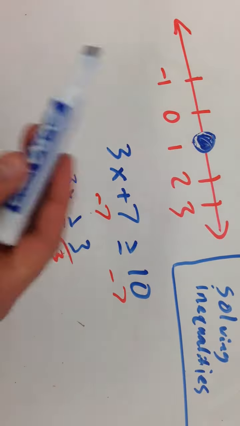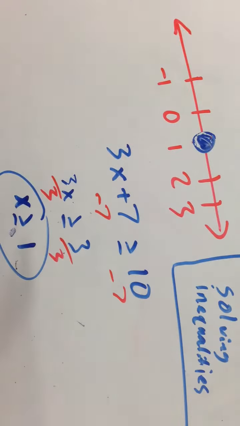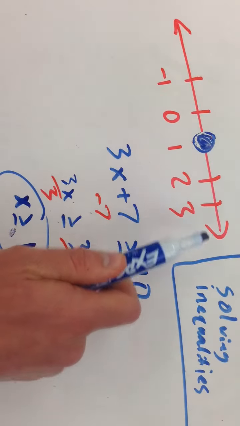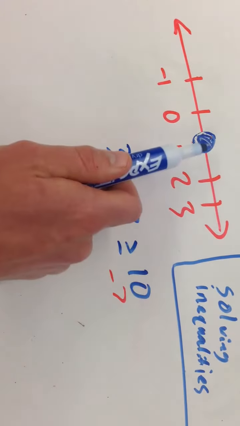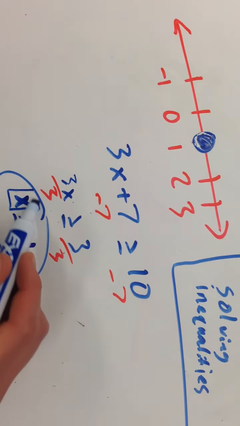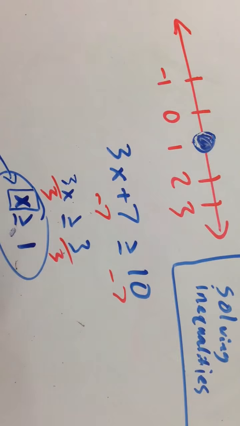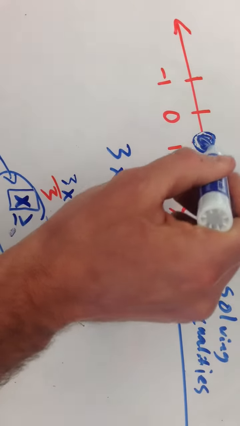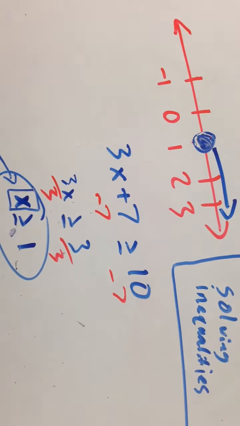Now what we're looking for is which way do we shade all the numbers. Like I said, I already know 100 and 101 work, so I'm going to be shading to the right. But if you didn't want to check numbers, you could just say this. This x represents the numbers that work. So the way that we shade are all the numbers bigger than 1, right? So we're looking for the ones bigger, so we're just going to shade up like that. And that represents all the numbers that make it true.